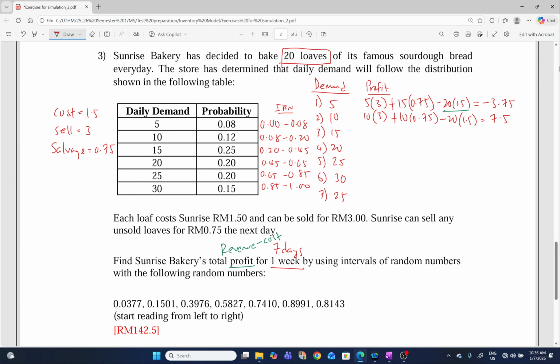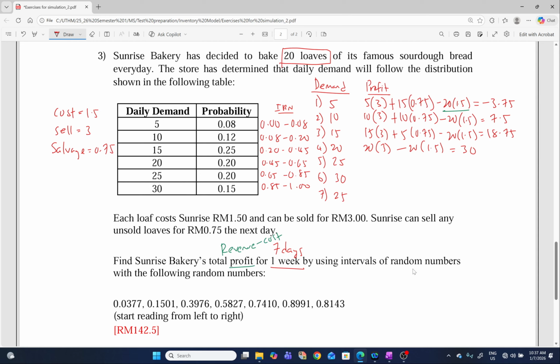For 3 and 4, you sell 15. Yang tak dapat jual 5, cost 20, you will get 18.75. Yang nombor 4 ni, you dapat jual 20. Ada yang tinggal ke? Tak ada kan, semua dah jual kan. So tak ada salvage value lah, tapi letak kat situ lah. Tolak cost saja. You will get 30.